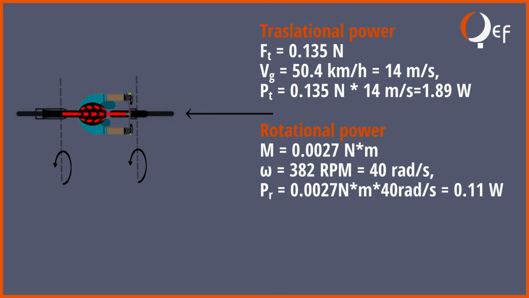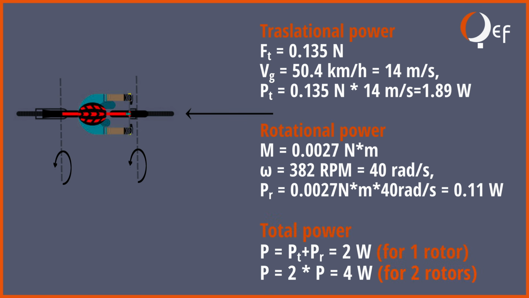Now, the rotational drag moment is 0.0027 newton meters. To compute the power dissipation, we first convert the rotor speed from 382 RPM to 40 radians per second. And the rotational power equals 0.11 watt. To obtain the aerodynamic power, we need to sum PT and PR. Thus, the total power dissipated by the aerodynamic forces and moment is 2 watts per rotor, or 4 watts for the 2 rotors on the bicycle.